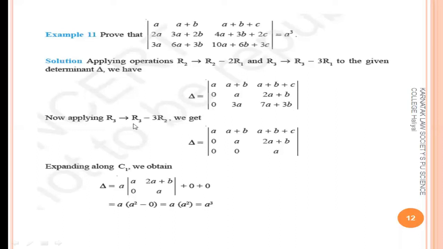Now again, in the second row an A term is there, and in the third row 3A is there. Applying the same operation again, you will get one more 0. That's why R3 minus 3R2. You get the first row as it is, the second row as it is, and the third row: 0 minus 3 into 0 is 0, 3A minus 3 into A is 0, and 7A plus 3B minus 3 into 2A plus B, you will get A.